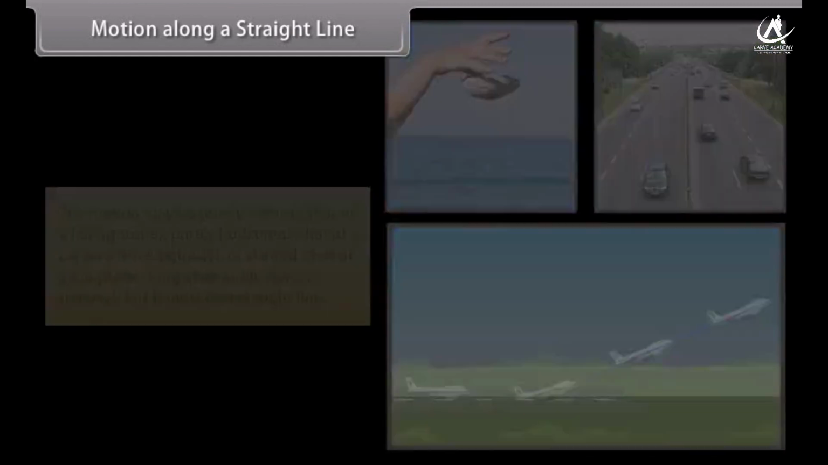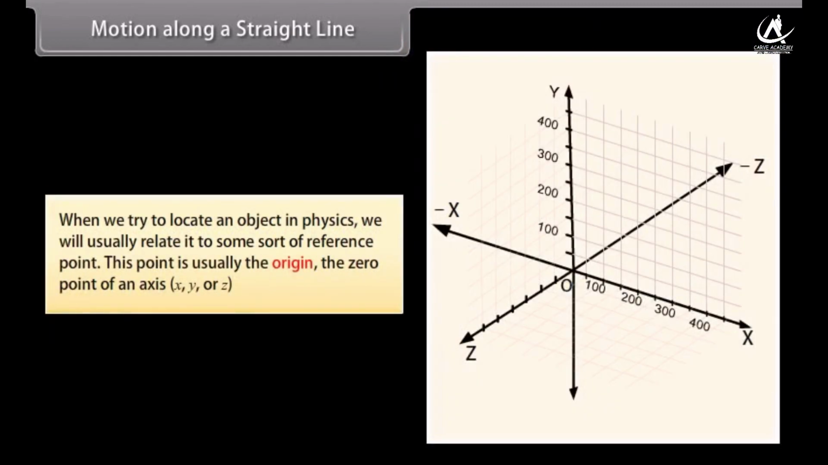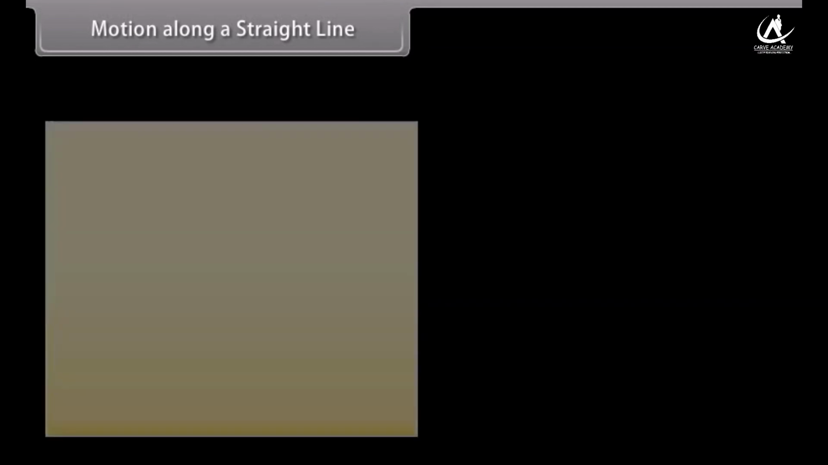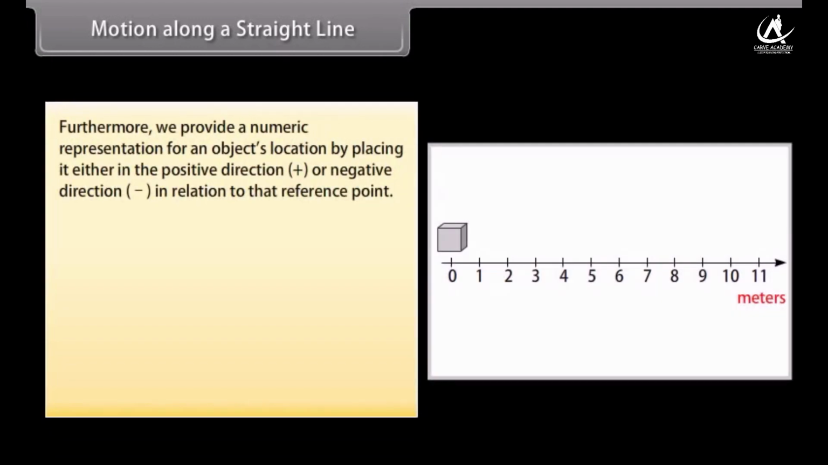line. When we try to locate an object in physics, we will usually relate it to some sort of reference point. This point is usually the origin, the 0 point of an axis, x, y, or z. Furthermore, we provide a numeric representation for an object's location by placing it either in the positive direction or negative direction in relation to that reference point.